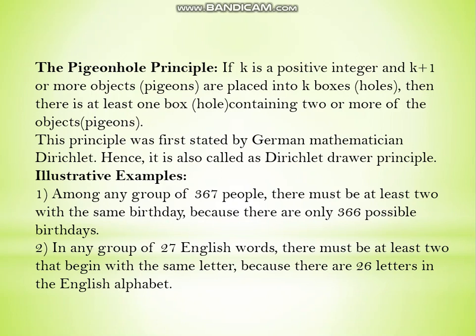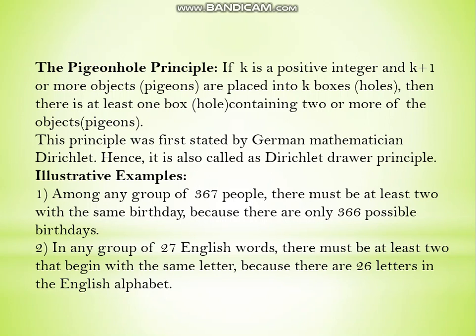If k is a positive integer and k plus 1 or more objects are placed into k boxes, then there is at least one box containing 2 or more of the objects. So the objects we are taking as the pigeons and the pigeonholes we are taking as the boxes. That means we have at least one box containing 2 or more of the objects. This principle was first stated by the German mathematician Dirichlet, hence it is also called the Dirichlet drawer principle.